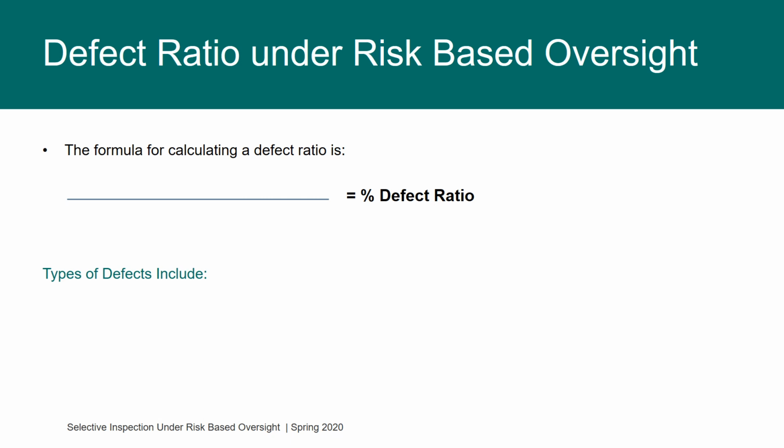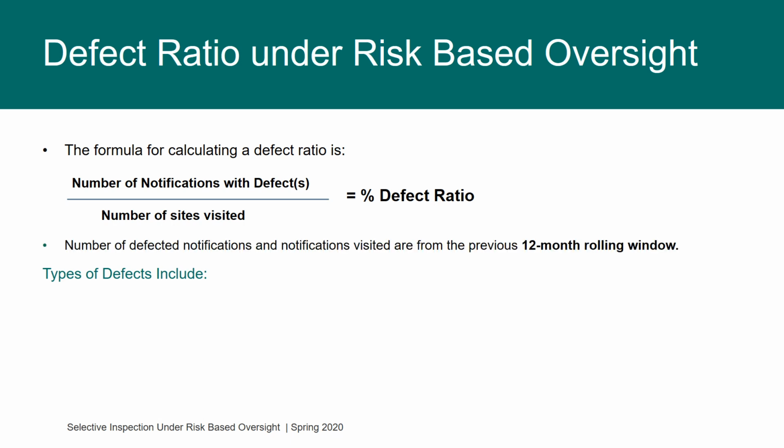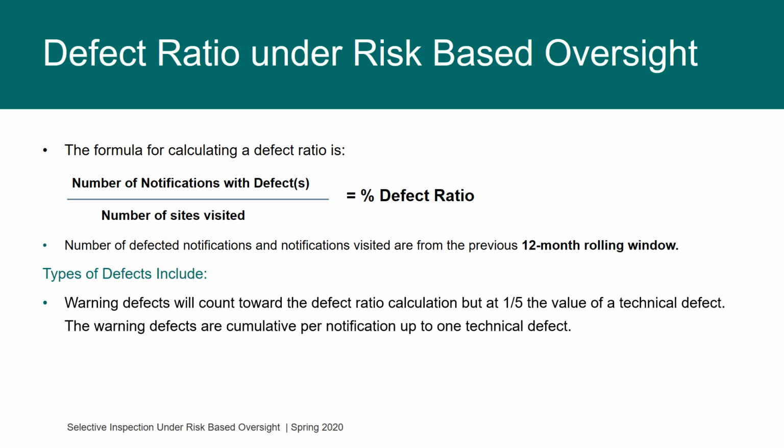The next topic is defect ratios. Defect ratios are calculated by taking the number of defective sites visited and dividing that by the total number of sites visited. The number of defect notifications and notifications visited are calculated for the previous 12-month rolling window and are recalculated at the end of each month. A technical defect is equal to 1 defective notification in the calculation.